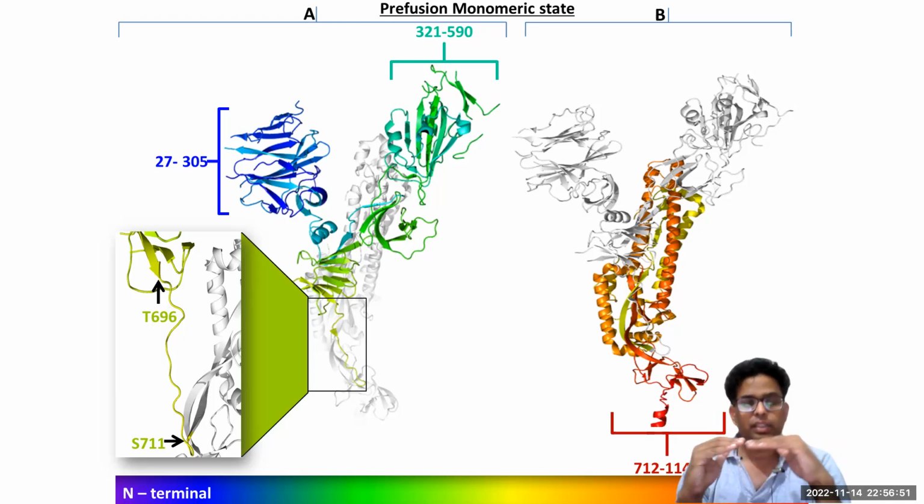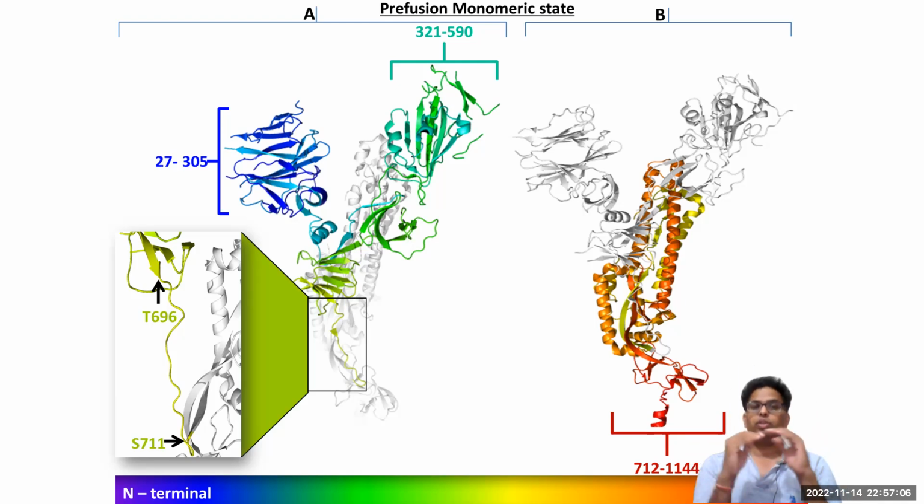But in this case, what happens is that 27 to 305 is the N-terminal domain and is a globular protein. 321 to 590 is the receptor binding domain, also a globular protein. The N-terminal region comes first, like VIBGYOR, V for violet, blue to red. So the 27 to 305 region comes first, and 712 to 1144 comes later, in the last.